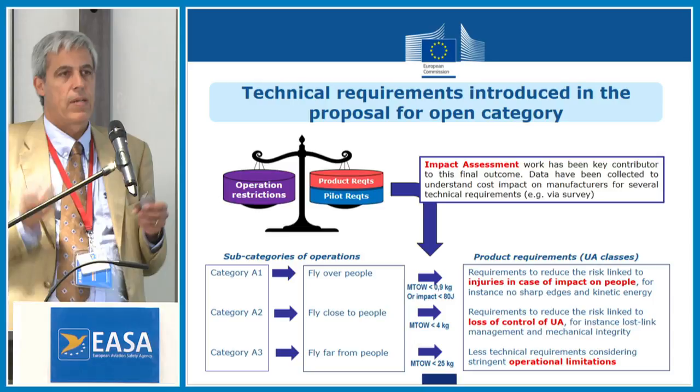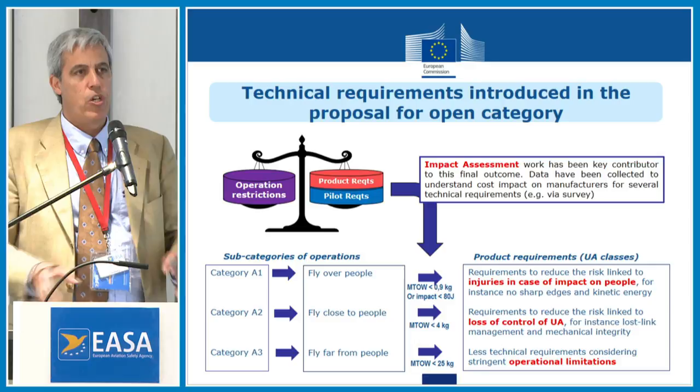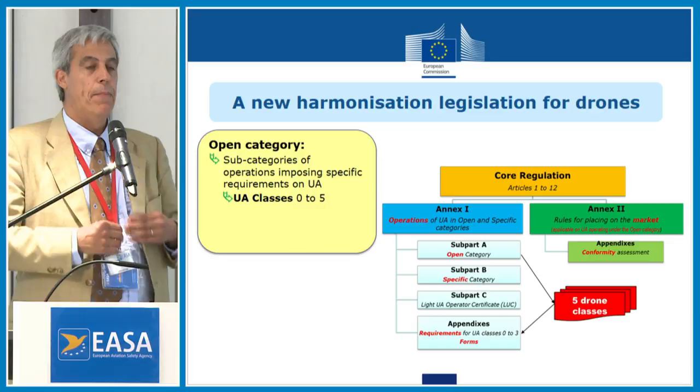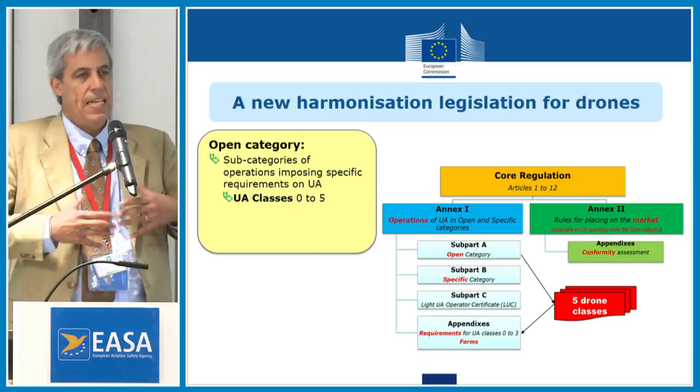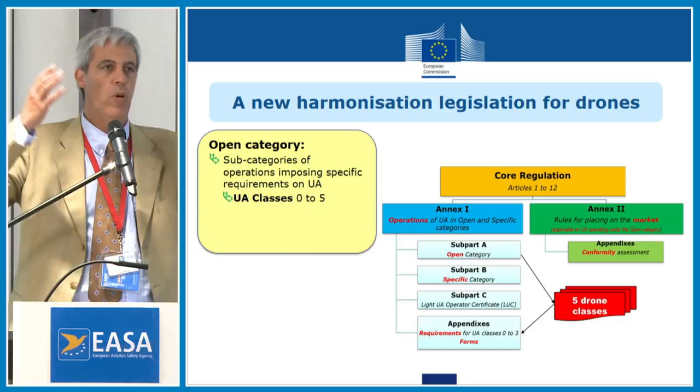And for the third category, where we say drones have to stay very far from people, there are much less technical requirements. These requirements you find in Appendix 1, as I said, will be implemented through the CE marking. CE marking is a classical approach for many types of product. We call this basically harmonization legislation. You have it for toys, for lifts, for machinery, for radio equipment, and so on.